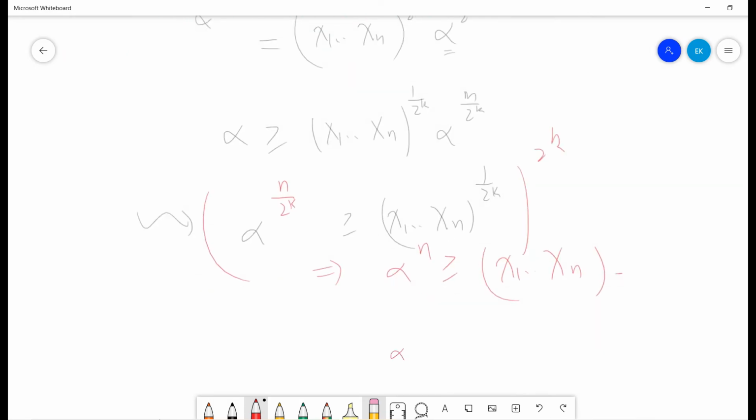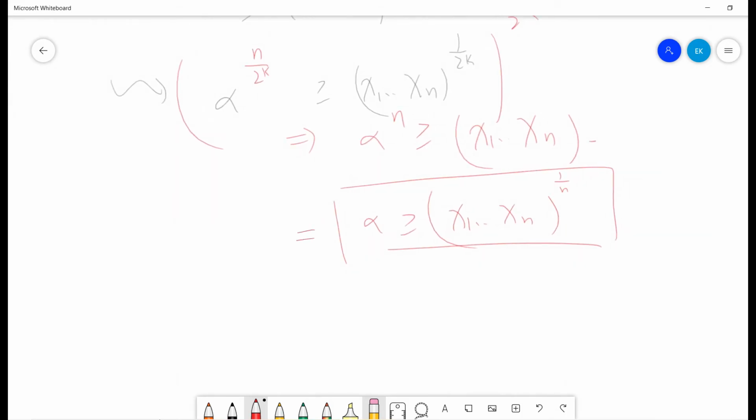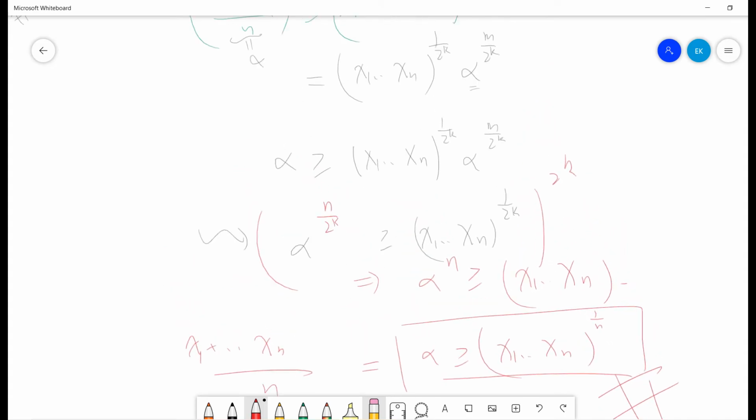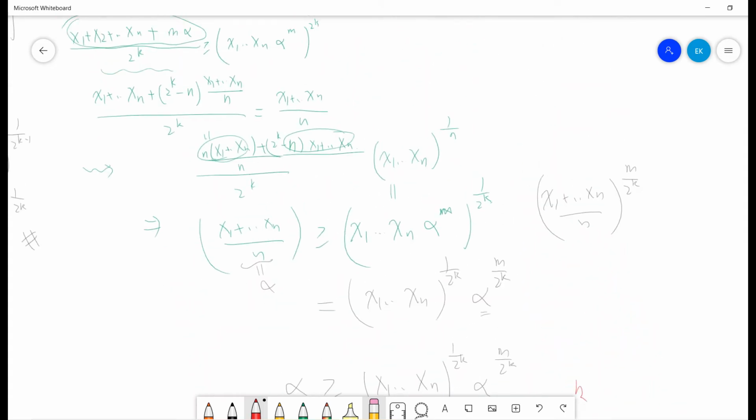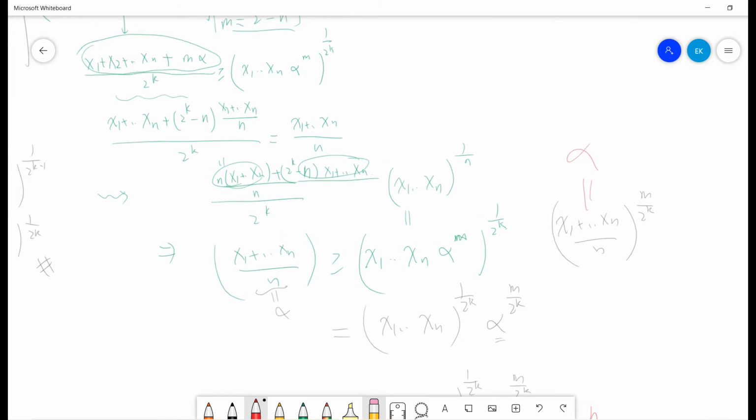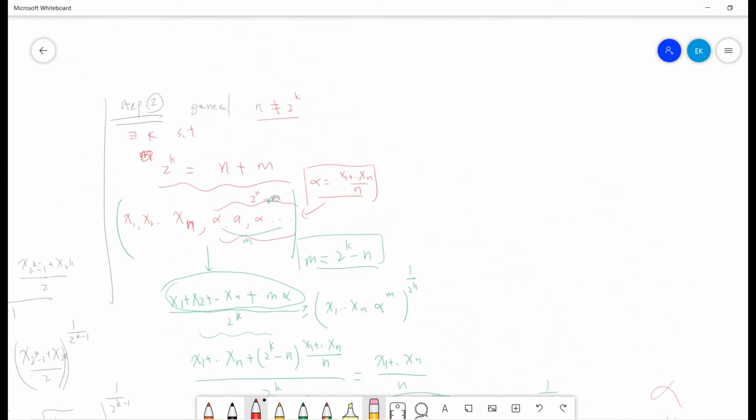And divided by n, so you get alpha greater or equal to x1 up to xn. So you take n-th roots, so you get this. So the left-hand side is x1 up to xn. Okay, so that finishes the proof. Okay, very difficult. So I defined this to be alpha just for fun, just for easy calculation. So now we get a proof.